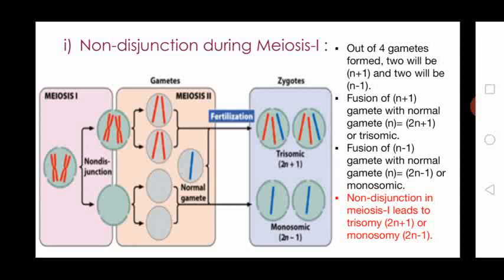So when the n plus 1 gametes are fused with a normal gamete, they lead to the production of trisomic individuals. That is, n is a normal gamete, and n plus 1 is an abnormal gamete with an extra chromosome. When these two combine, they'll produce trisomic condition, 2n plus 1 condition. And when the gametes having n minus 1 chromosome constitution combine with a normal gamete, they will produce progenies with monosomic condition. Monosomy can be represented as 2n minus 1. Therefore, non-disjunction in meiosis 1 leads to trisomy or monosomy.